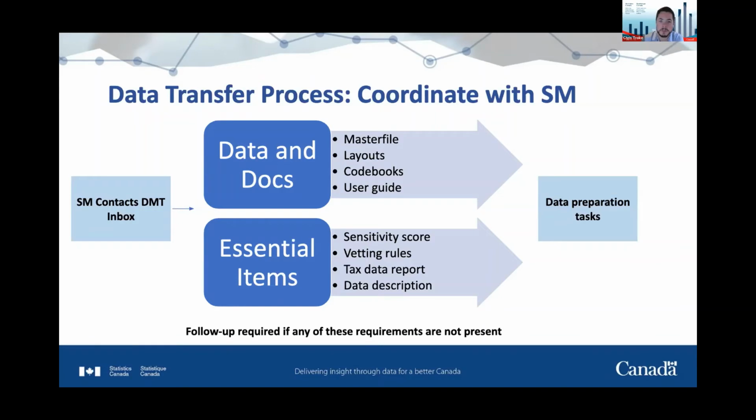So before we can move to the data preparation and staging phase, we also need a sensitivity score. So this number is reviewed and confirmed by subject matter and gives us a high-level assessment of how sensitive the data is. So the score also determines where the data can be accessed from. For example, anything scored over an 8 cannot be accessed virtually.